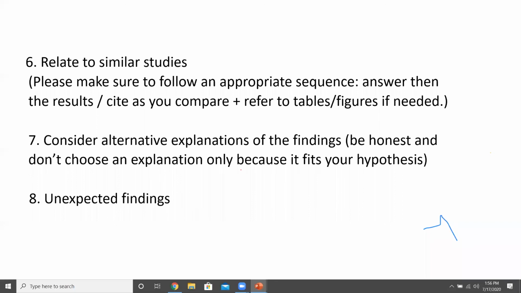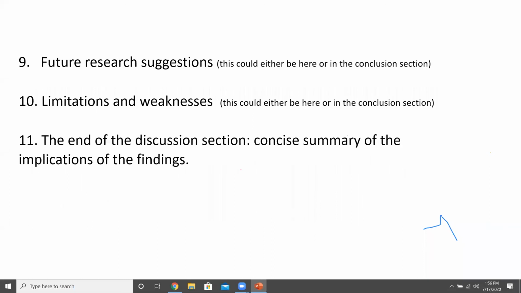رقم 8 unexpected finding، لو طلع لك findings ما كنت تتصور حتطلع لازم تكتبها في الدسكشن. رقم 9 suggestions، تقول مقترحاتك، وتطرقنا للنقطة من قبل، تقول مقترحاتك ايش تتوقع هذا يفيد الريسيرش ويفيد العالم الطبي.